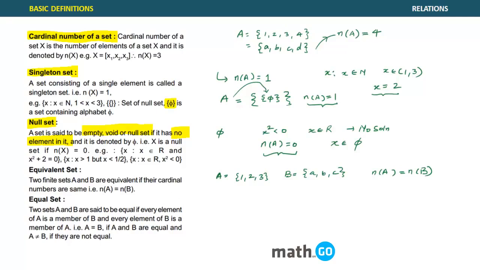And when will the two be equal? Mind you, the words equivalent and equal are completely different. So the sets will be equal when every member of A is a member of B and every element of B is a member of A. So that means they are actually equal. So if you want them to be equal, then B should also be 1, 2 and 3, obviously. Okay, I hope these basics are clear.